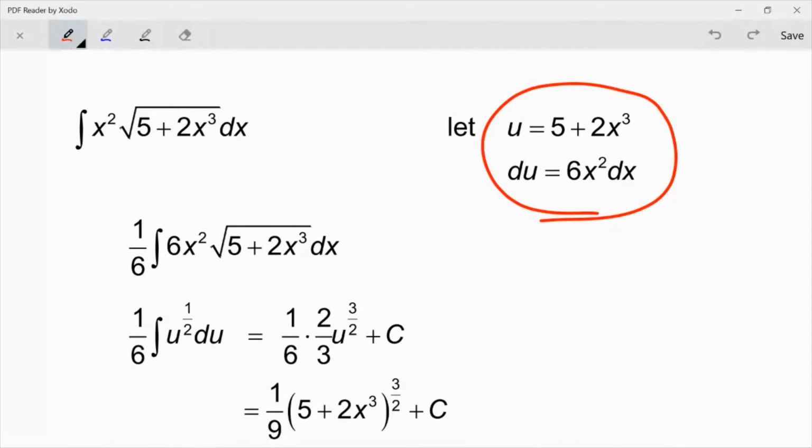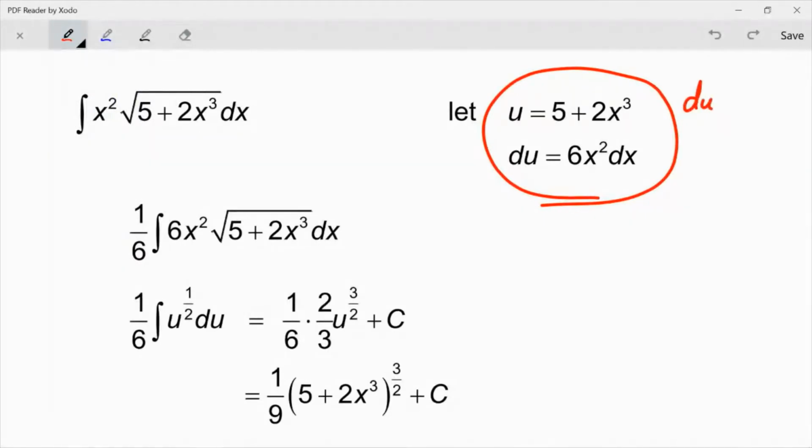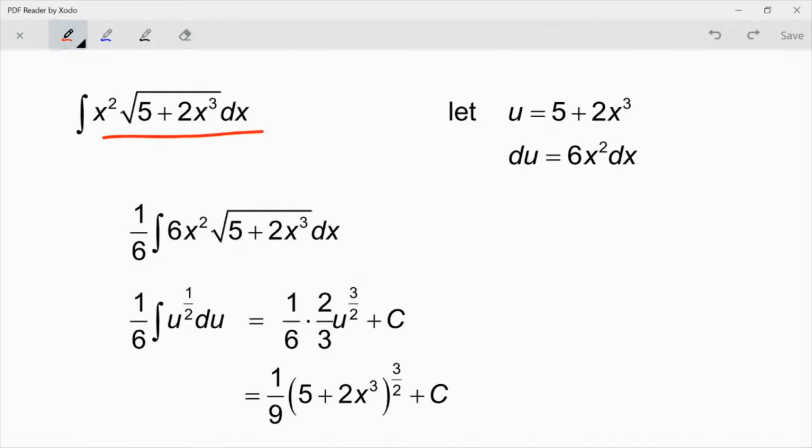So I'm going to define my u to be 5 plus 2x cubed. And then if I were to find du/dx, du/dx would be equal to 6x squared, right? If you multiply the dx over, that gives you du equals 6x squared dx. The reason we do that is because we want to see what we're going to do with this integral to get everything in terms of u. Now, notice in this integral, we don't have a 6x squared times dx. So we're going to have to make it have a 6x squared times dx.